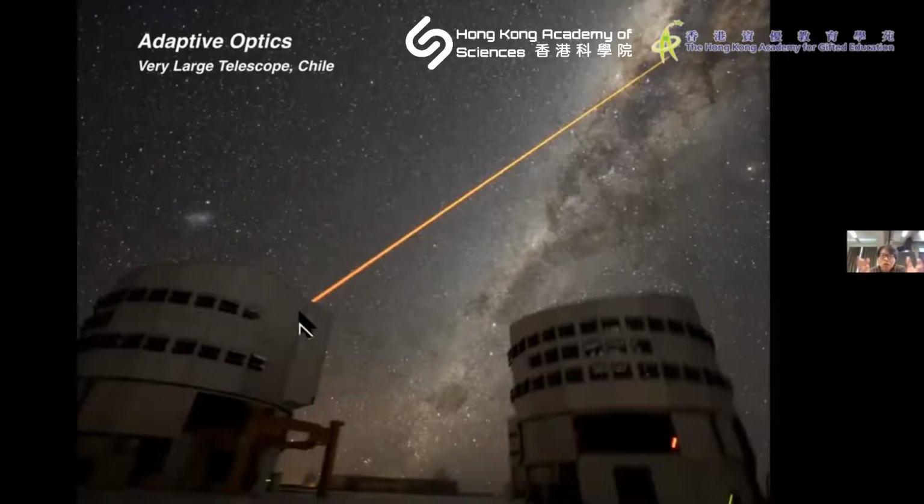So they have a mirror which is not fixed. They have a mirror which is deformable. They can fix the effect of the atmosphere on the incoming light to get a sharper image.